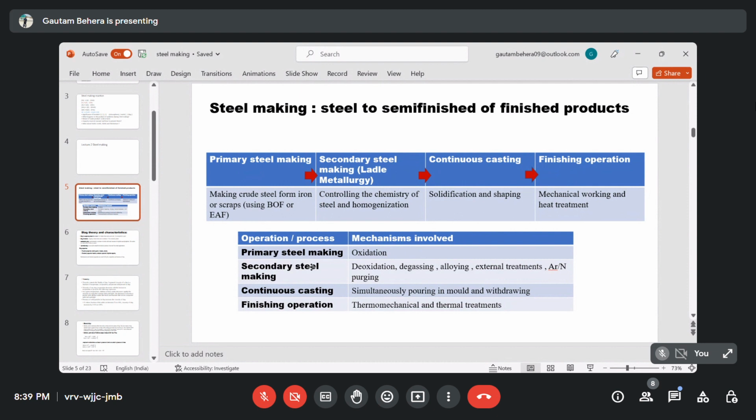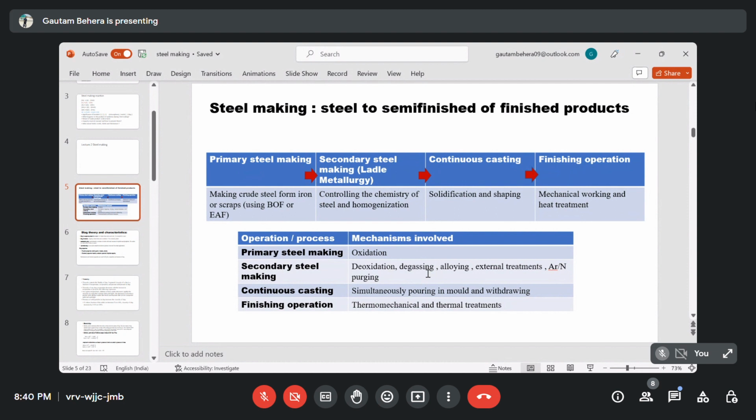Because we are blowing oxygen into the hot metal and we are oxidizing the impurities, right? That is the oxidation process. And in the secondary steel making process, we are doing a lot of things. We are doing deoxidation. Deoxidation means we are removing the dissolved oxygen. Excess dissolved oxygen will be there in the steel. That should be removed. If it is not removed, that creates problems during the solidification process, and it decreases the quality of steel also.